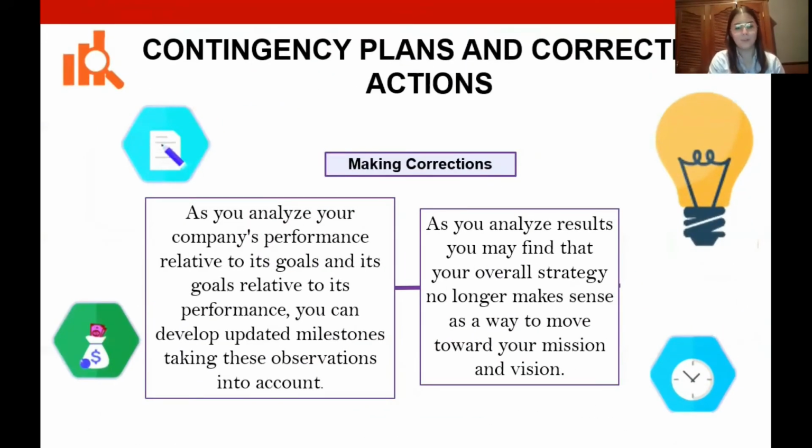Making corrections. As you analyze your company's performance relative to its goals and its goals relative to its performance, you can develop updated milestones, taking that observation into account. As you analyze results, you can find that your overall strategy no longer makes sense as a way to move towards your mission and vision.